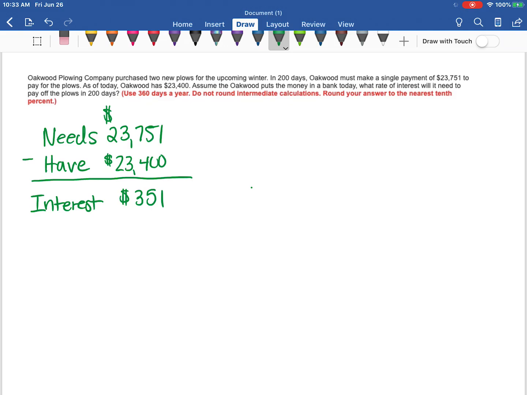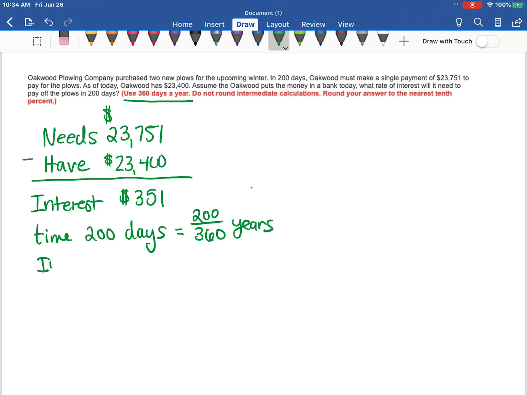Now it says the time is 200 days, but remember, we always want to make sure when we use our circle and we're doing simple interest that the time is in years. So we have to divide by either 365 or 360 depending on if it's exact or ordinary interest. Now in the problem, it says use ordinary interest. We're going to use 360 days. So to convert this to years, we're going to do 200 divided by 360 for the time in years.